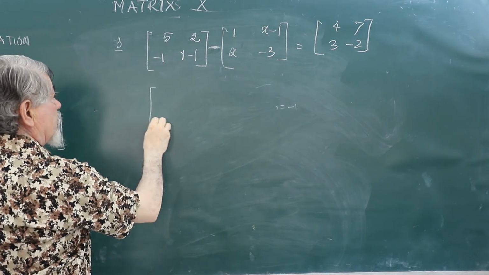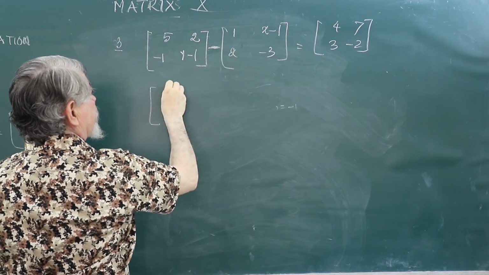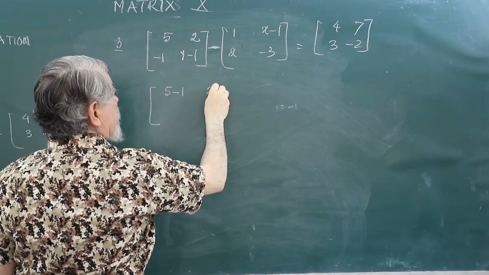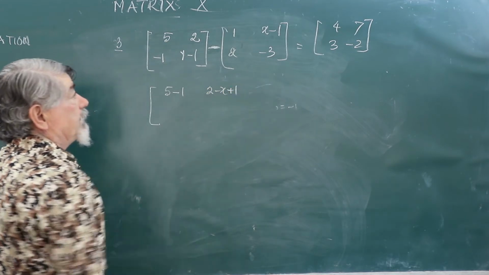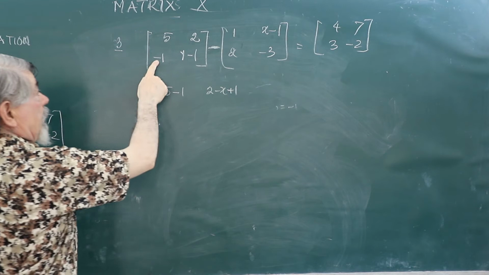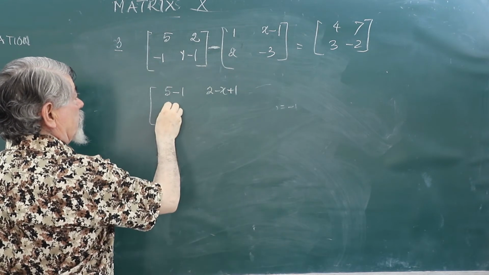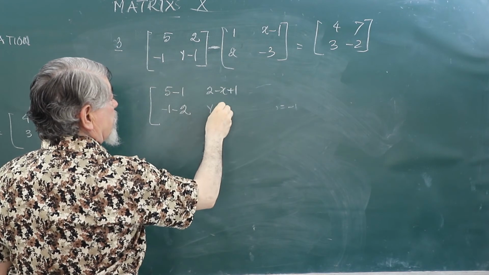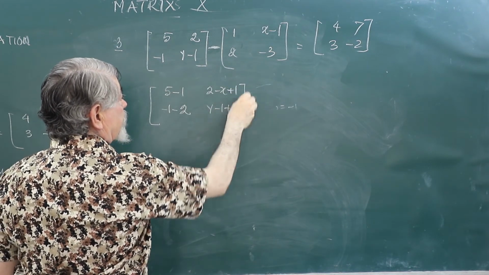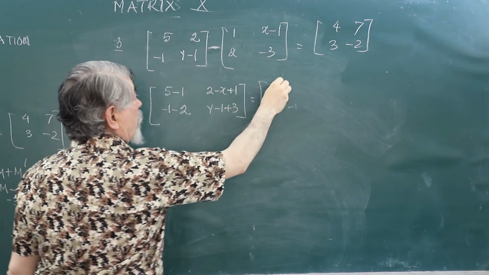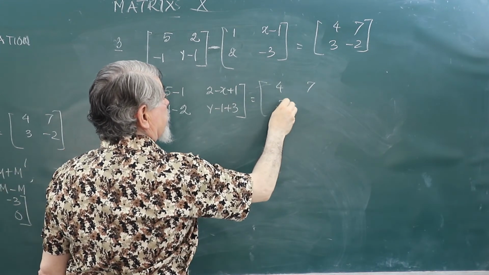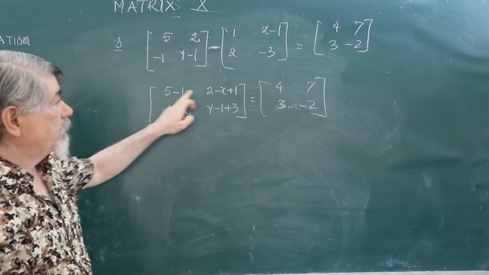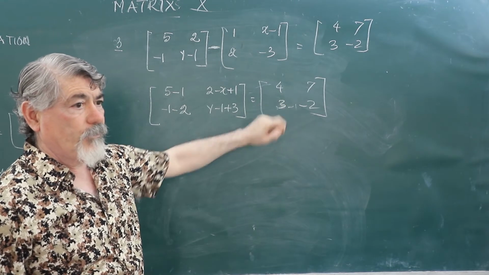So first of all, 5 minus 1, 2 minus x plus 1. Signs will change because minus is there before. Minus 1, minus 2, minus 1, minus 2, and y minus 1 plus 3, because minus minus will become plus, is equal to 4, 7, 3 minus 2. 5 minus 1 is 4. The first element is the same, 4.